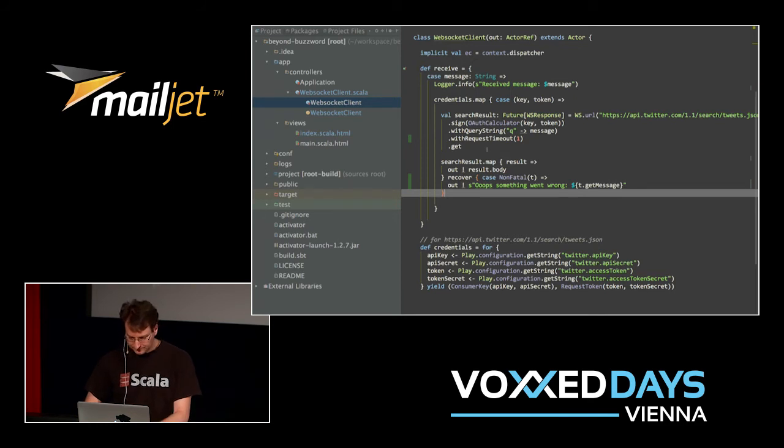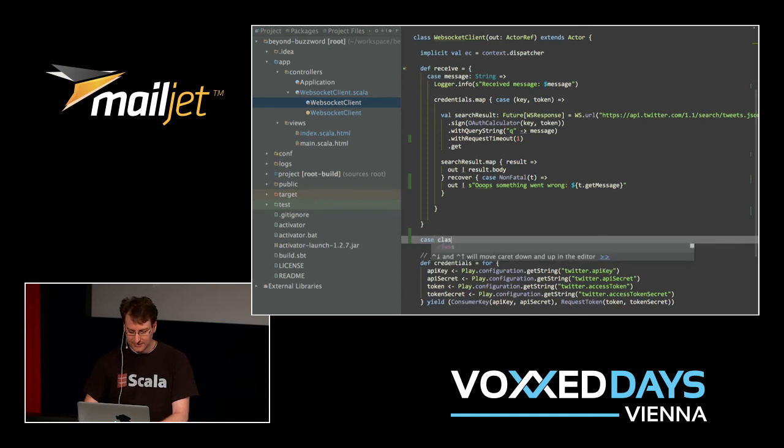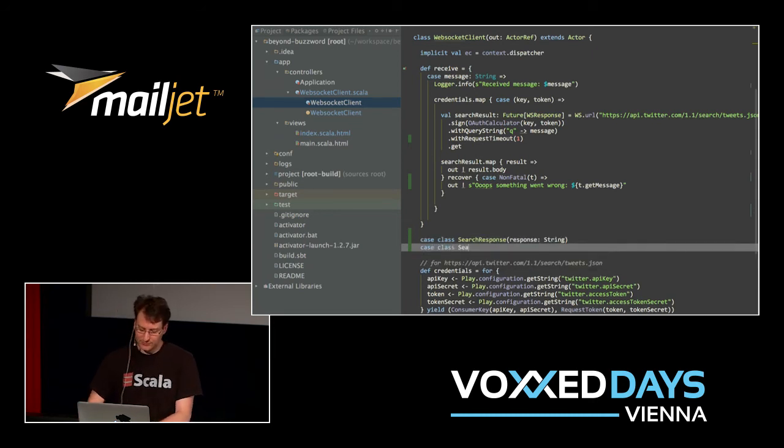But if I want to do this, the first thing I need to do is define a protocol. That's the first thing you do, and you have to be really careful about designing the protocol. That's the most important thing. In this case, it's pretty easy. So I have a search response, and that's just a string in our case. And then I have a search failure, which is a throwable. And that's my protocol, a very simple protocol.